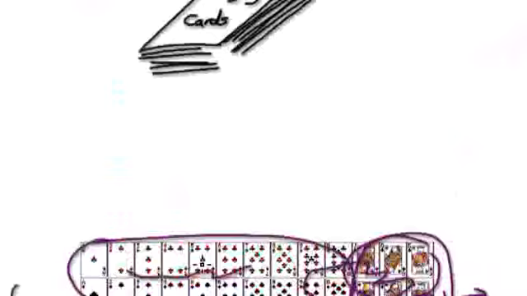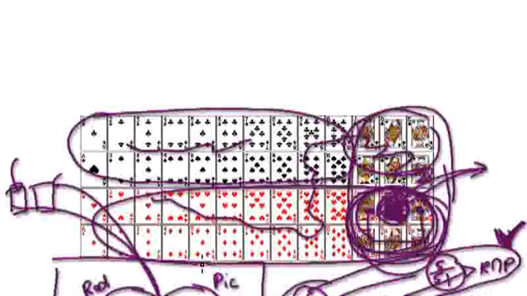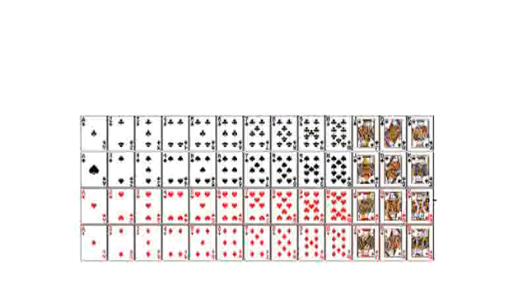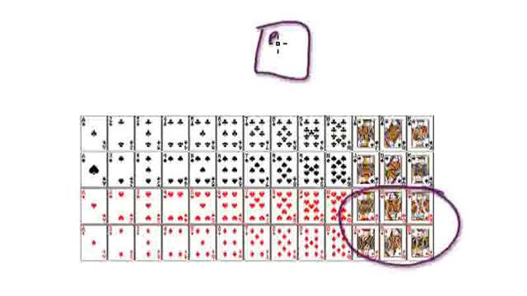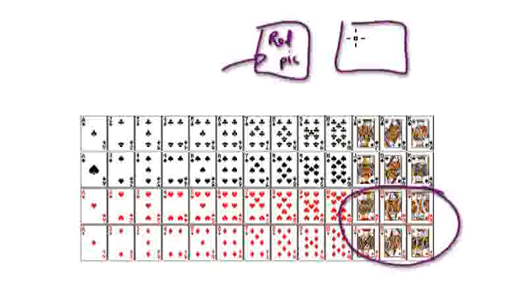So if you were to pick out two cards at random, the probability of you getting both cards being red and picture, this card is red and picture, and this card is also red and picture, the probability of that happening is 0.01, or you can say roughly 1% chance of that happening.